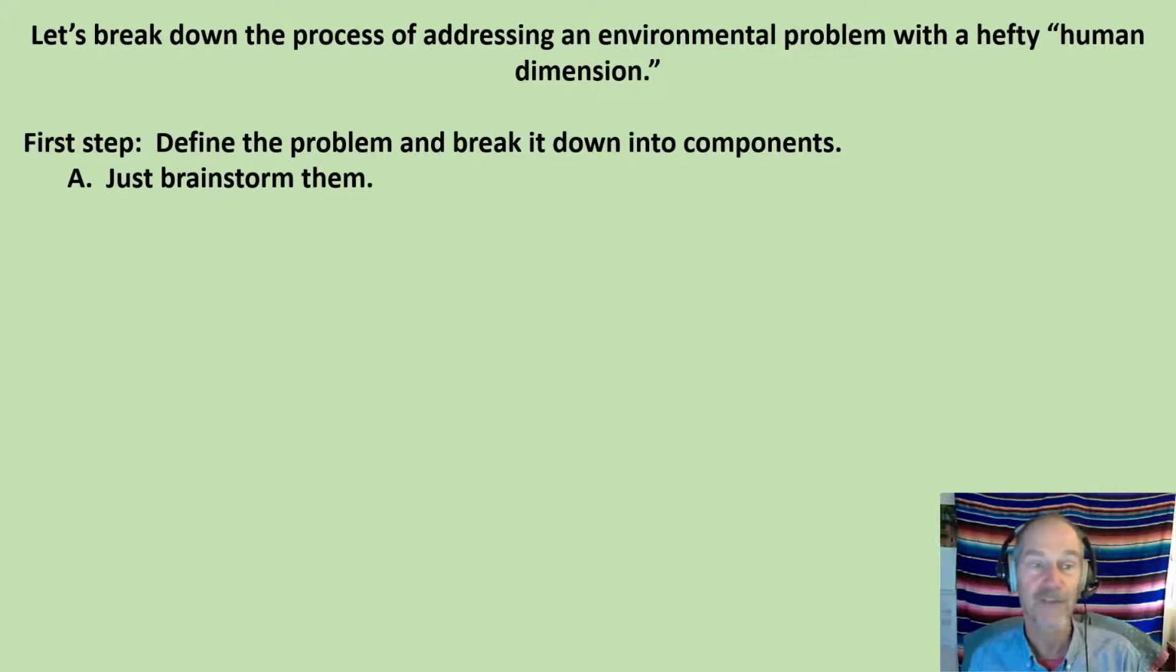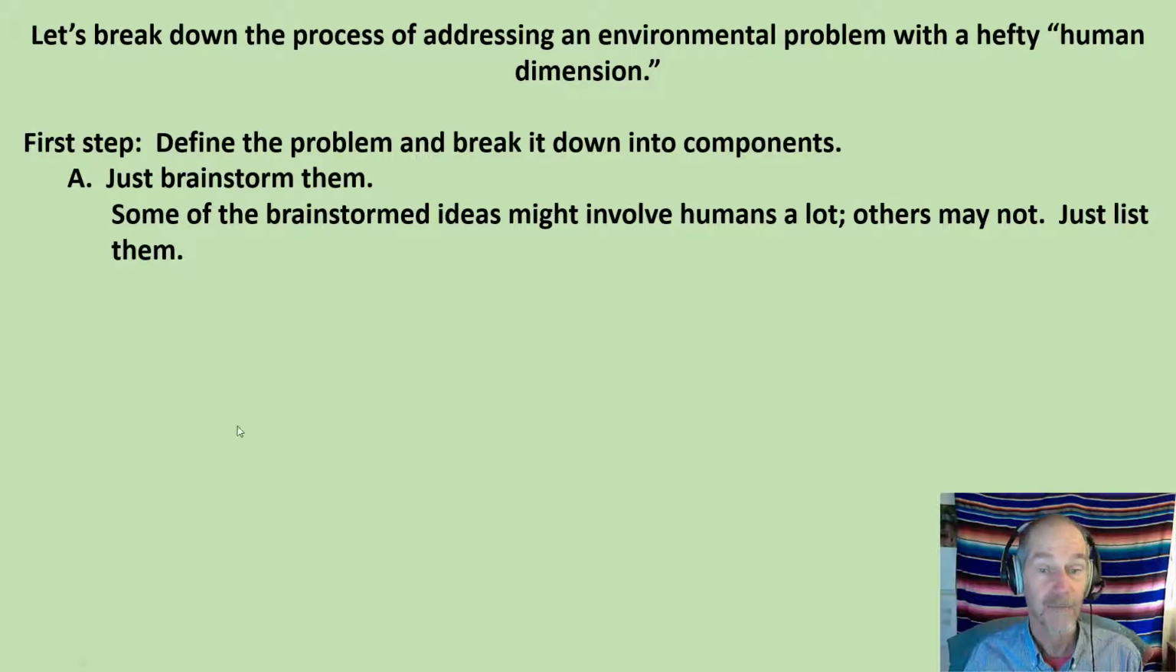So the first step is just to define the problem and then to break it down into different parts. How do you do that? Well, you can just sit in your chair and brainstorm them and write them down, scrawl them out on a piece of paper. Some of the brainstorm ideas might involve a hefty human component and others may not. Don't care about them, just list them. Later on, you can address these humans using the social science methods we're talking about in this lecture.